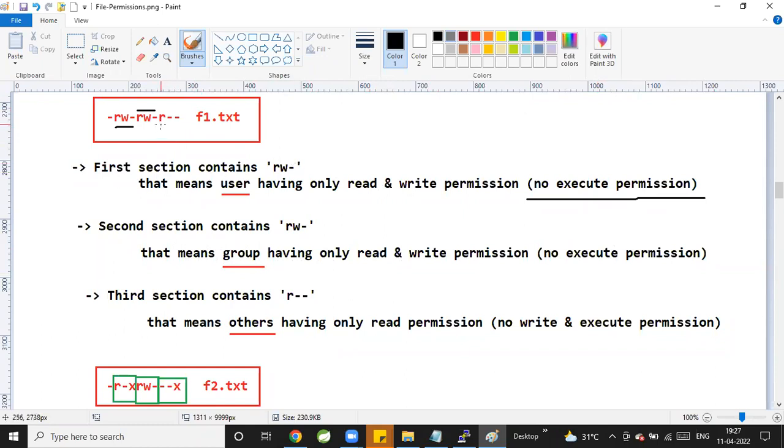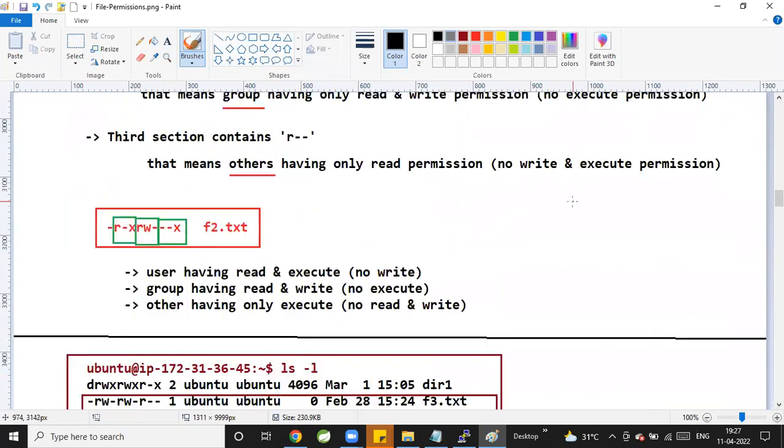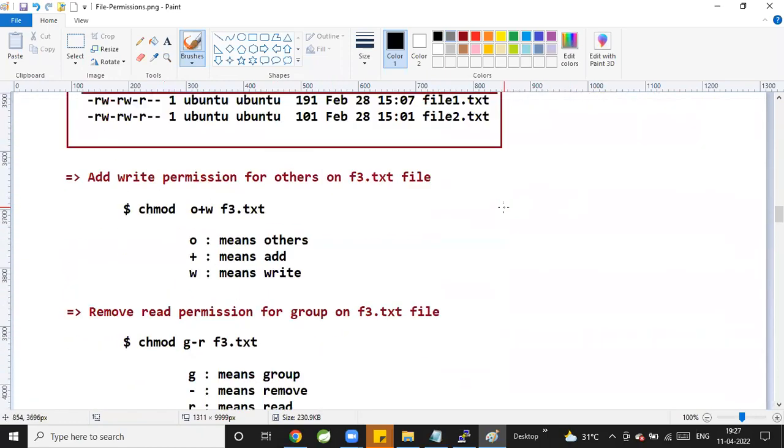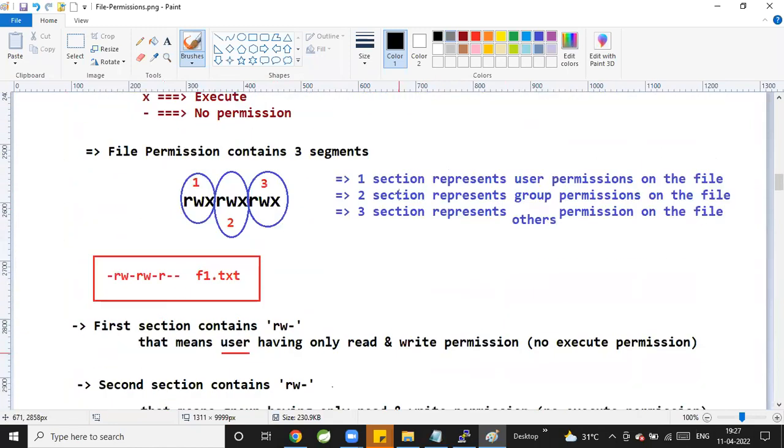Now, third section, R hyphen hyphen. That means others have only read permission, WX not available. In the place of WX, hyphen hyphen is there. That means no write permission, no execute permission for the others. Guys, are you able to understand user permission, group permission, and others permission on that file now?